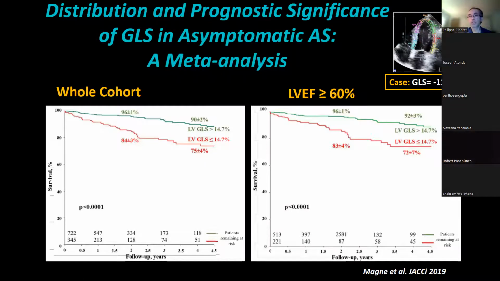What is also interesting is that even in the subset of patients with an LVEF more than 60%, where you would say, well, a priori, these patients have no issues with LV systolic function, here again, even in these patients with LVEF more than 60%, you have 1/3 of the patients who have reduced longitudinal function, a GLS less than 15%. And these patients have a reduced survival.